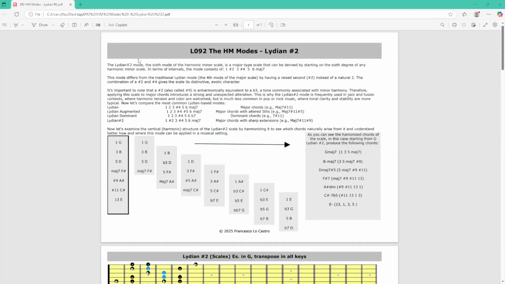So the Lydian sharp 2 mode, the 6th mode of the harmonic minor scale, is a major type scale that can be derived by starting on the 6th degree of any harmonic minor scale. In terms of intervals, the mode consists of 1, sharp 2, 3, sharp 4, 5, 6, major 7. More to come about that sharp 2.